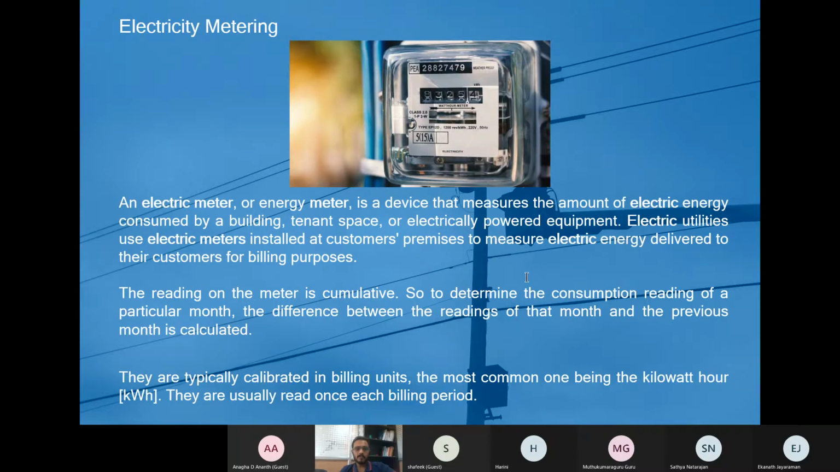Meters are typically calibrated in billing units, the most common being the kilowatt hour, that is kWh, which we generally call units. They are usually read once in a billing period. When energy savings during certain periods are desired, some meters may measure demand, the maximum power in some interval, and time of the day.